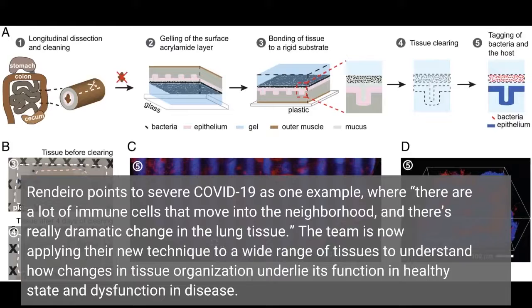Rendeiro points to severe COVID-19 as one example, where there are a lot of immune cells that move into the neighborhood, and there's really dramatic change in the lung tissue. The team is now applying their new technique to a wide range of tissues to understand how changes in tissue organization.